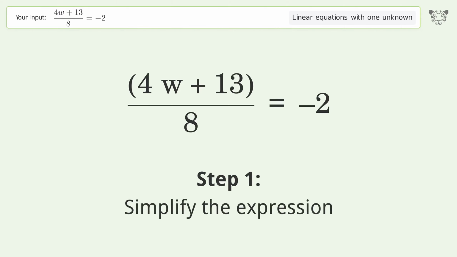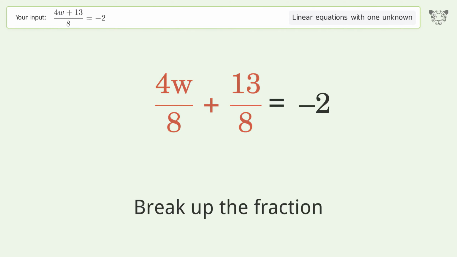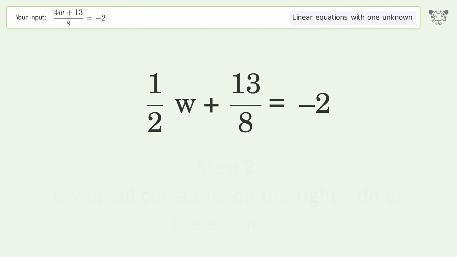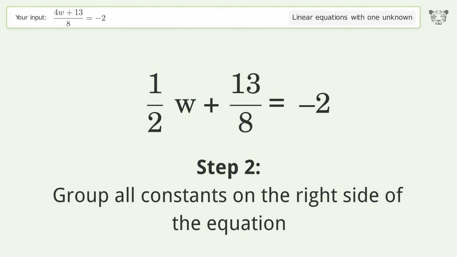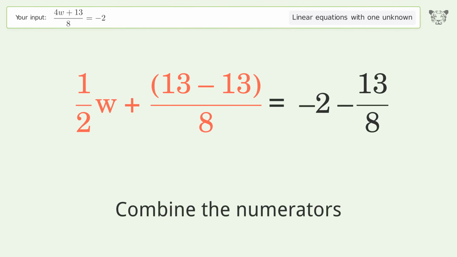Simplify the expression. Break up the fraction. Simplify the fraction. Group all constants on the right side of the equation. Subtract 13/8 from both sides. Combine the fractions. Combine the numerators.